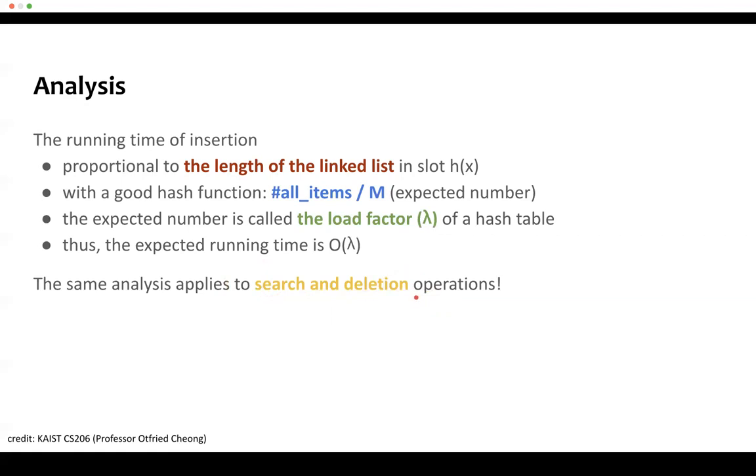So in the beginning of this class, I told you that we wanted to make our dictionaries O(1), and we achieved this by using a hash function. And the running time of insertion, search, and deletion is O(lambda). And because O(lambda) is a constant, it is similar to O(1). All right. So this is how we made dictionaries and sets efficient.